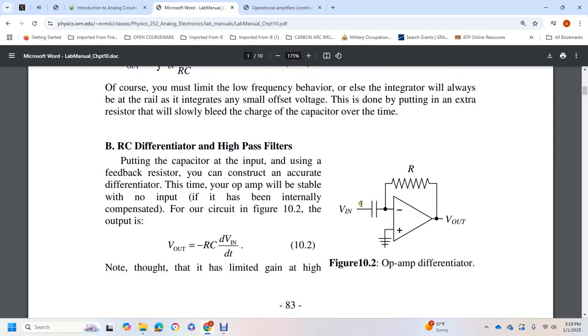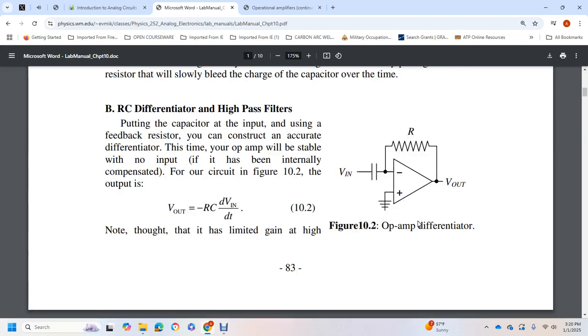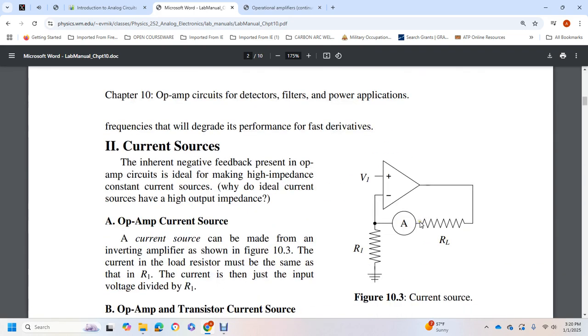It shows the capacitor and the voltage input going to the resistor at the negative input, with the voltage output, and the positive input grounded. And that was a picture of the differentiator. The frequency will degrade the performance of the differentiator.